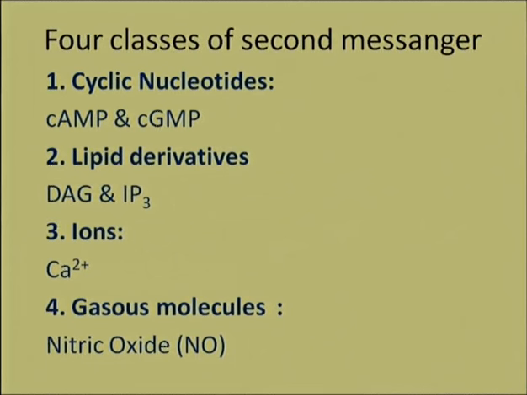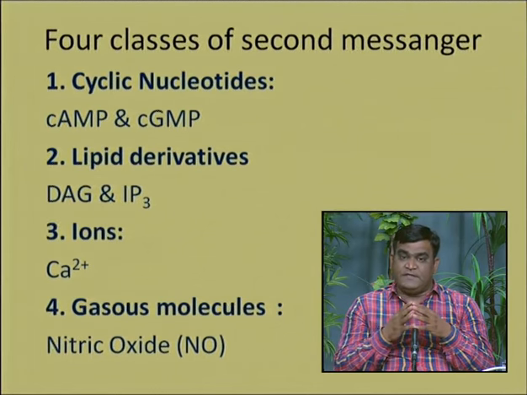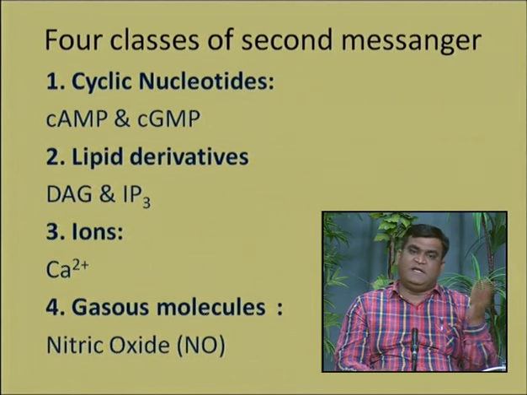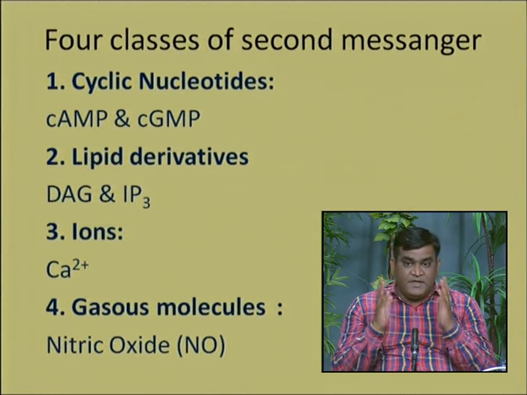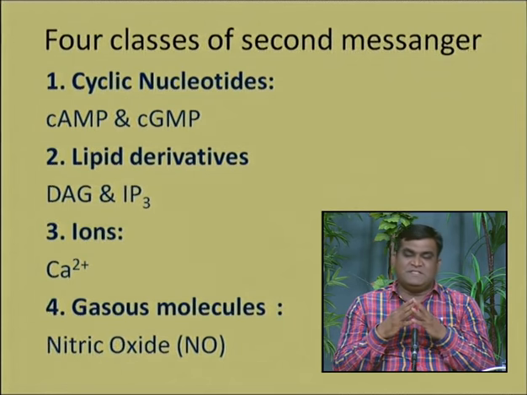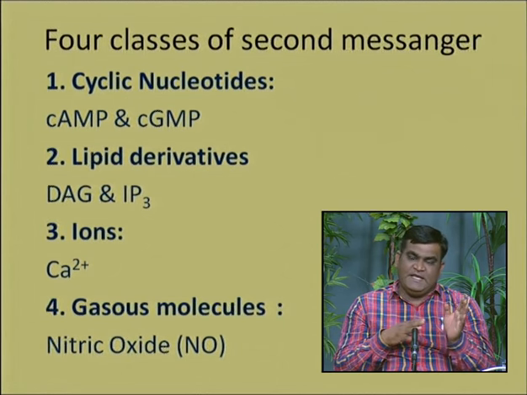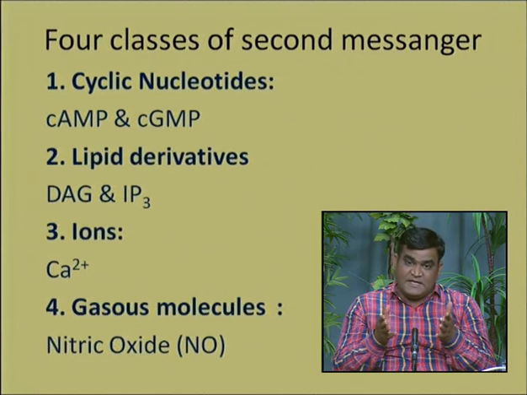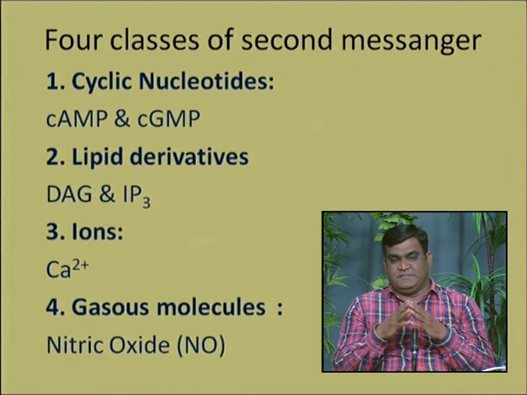Now, what are the four classes of secondary messengers? Within the cell, the first major category is cyclic nucleotides. For example, cyclic AMP and cyclic GMP serve as secondary messengers. Whenever the effector is adenylyl cyclase, the secondary messenger would be cyclic AMP. Whenever the effector is guanylyl cyclase, the secondary messenger would be cyclic GMP. So cyclic AMP and cyclic GMP are cyclic nucleotides which serve as secondary messengers.